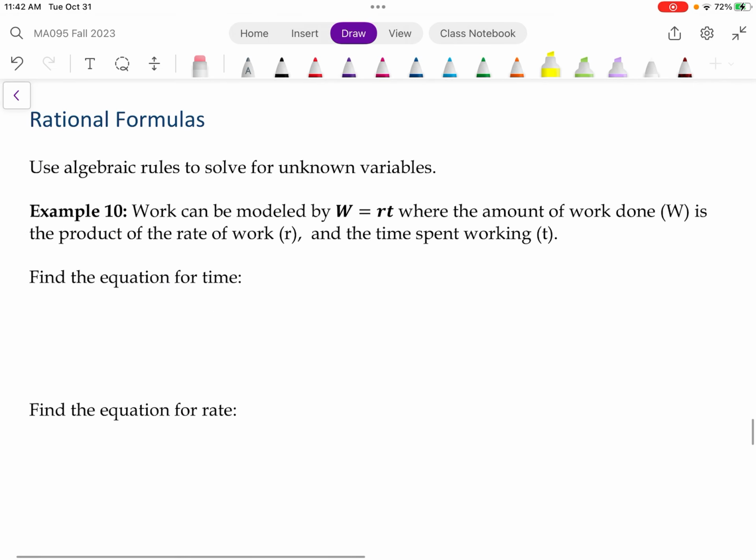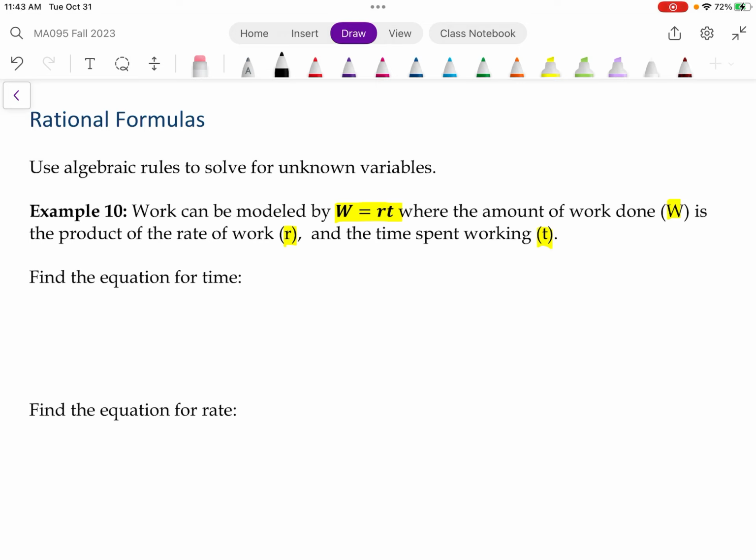All right, so the last topic is rational formulas. We're going to use algebra rules to solve for unknown variables. So this is very different than what we just did, but it's still working with manipulating things using algebra. So work can be modeled with this formula right here, where the amount of work done, which is W, is the product of R and T, right? So that's what the formula tells us. So find the equation for time.